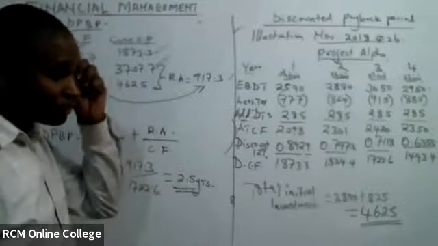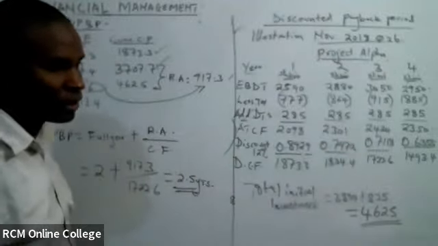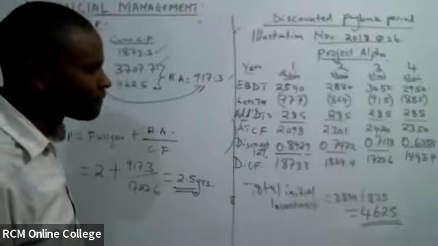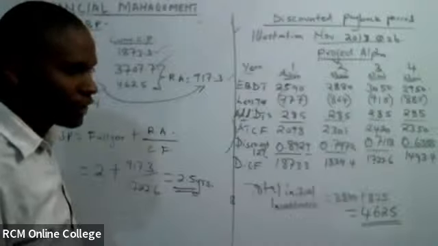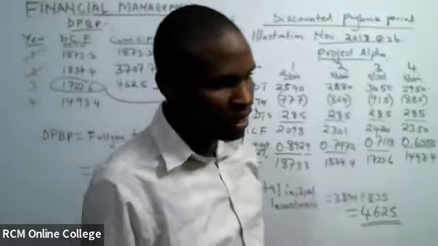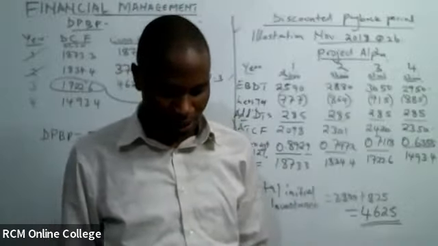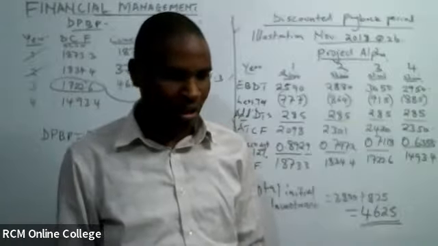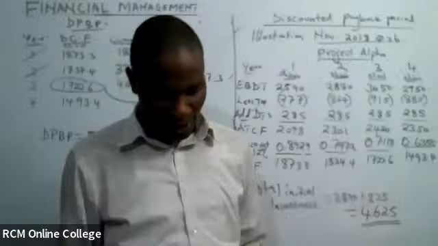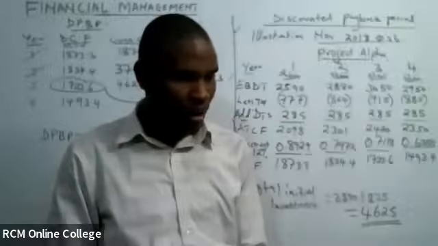Great. Yes, we choose project Alpha since it has a quick recovery, a shorter period to recover. It will take us just 2.5 years to recover the initial outlay. And the other project will take us 3.9 years, almost 4 years, to recover that. So that is it. Let's go to the final appraisal technique.